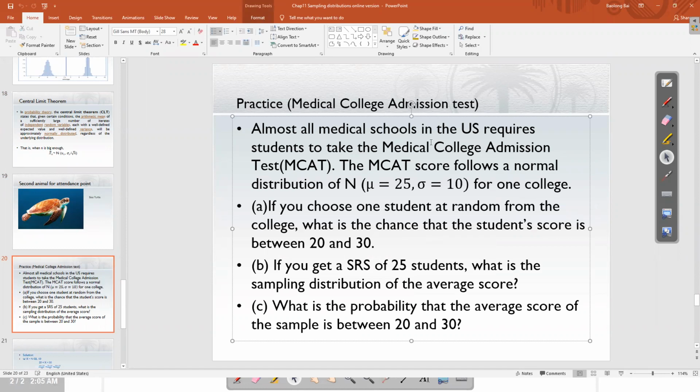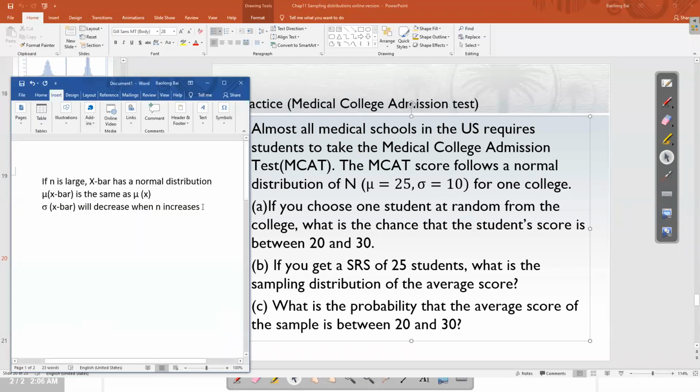Almost all medical schools in the US require students to take the medical college admission test, MCAT. And the MCAT score follows a normal distribution with mu equal to 25 and sigma equal to 10 for a college. If you choose one student at random from the college, what's the chance the student scores between 20 and 30? This is actually a typical normal distribution problem. There's nothing new in this question, so you didn't use the central limit theorem yet.